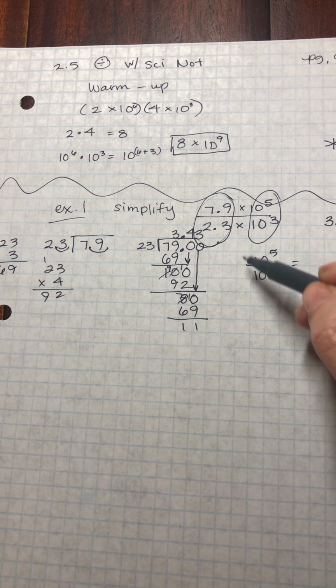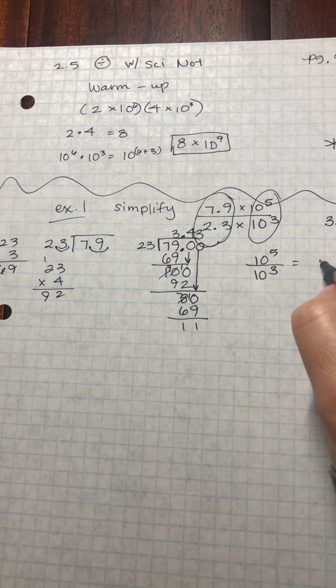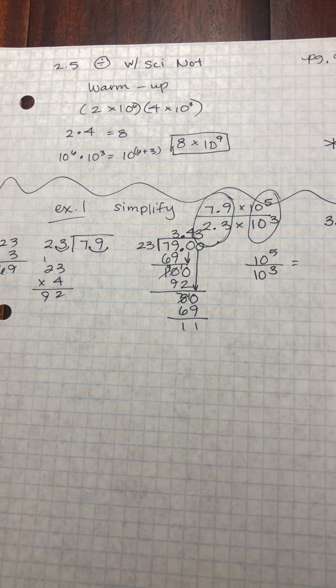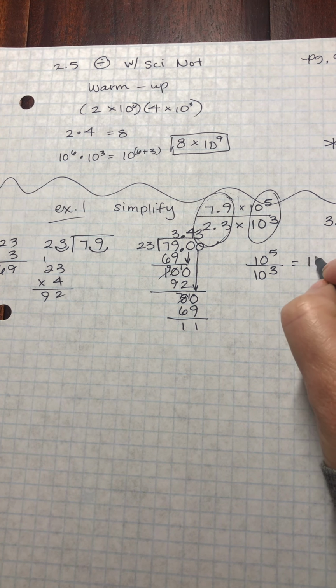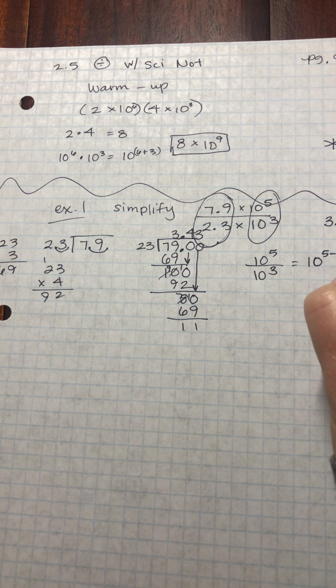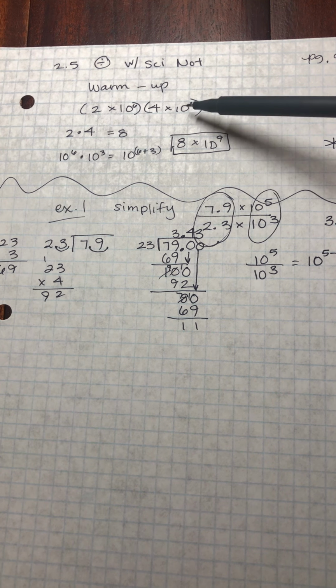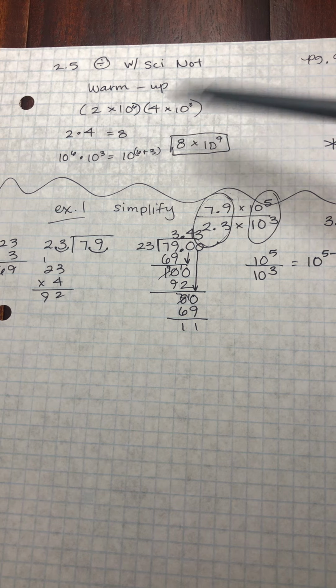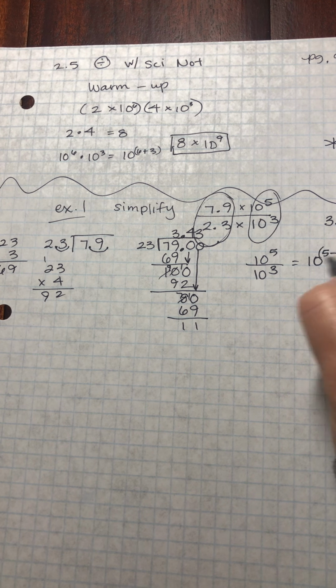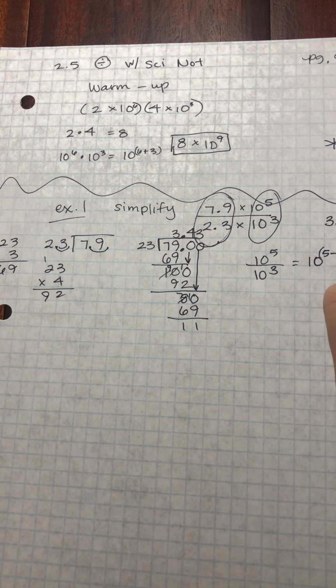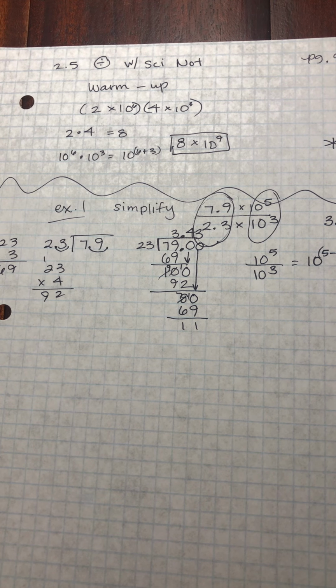At least not about this, right? Okay, so if they have the same base and we're dividing, if you look in yesterday's notes, if you forgot, you're going to subtract, right? The opposite of multiplying. We add when we multiply, we subtract when we're dividing. So that means I'm left with 10 to the power of 2.